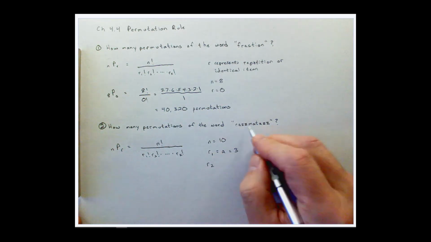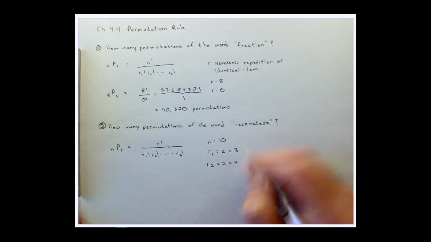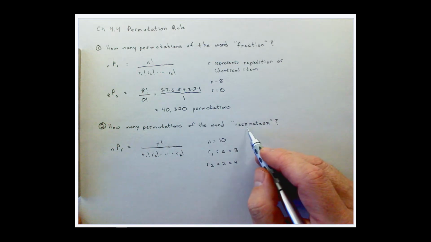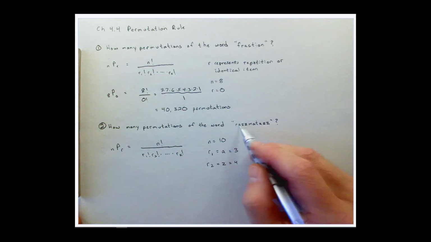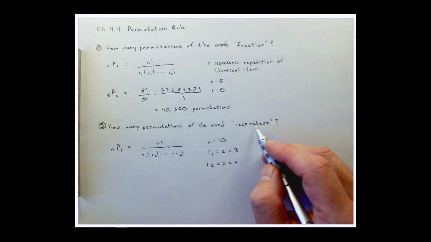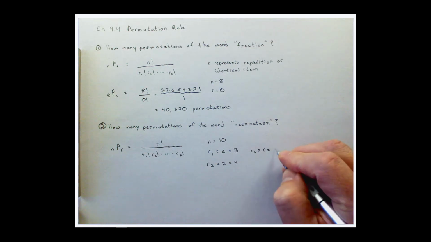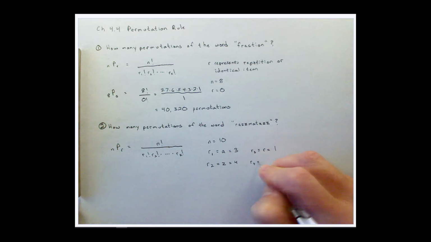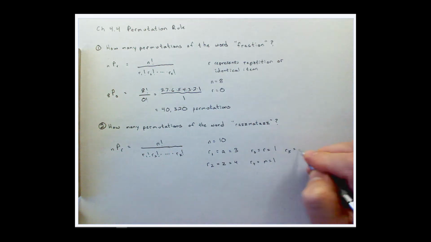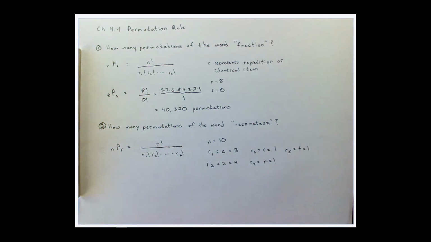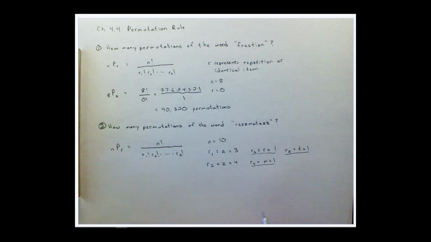And then r sub 2 will be z. 1, 2, 3, 4. So there are 1, 2, 3 a's. And then r sub 3 is going to be equal to r, which is 1. And r sub 4 can be equal to m, which there's only 1, and r sub 5 can be equal to t, in which there's only 1. 1 factorial is simply 1, so I don't have to actually use those three.